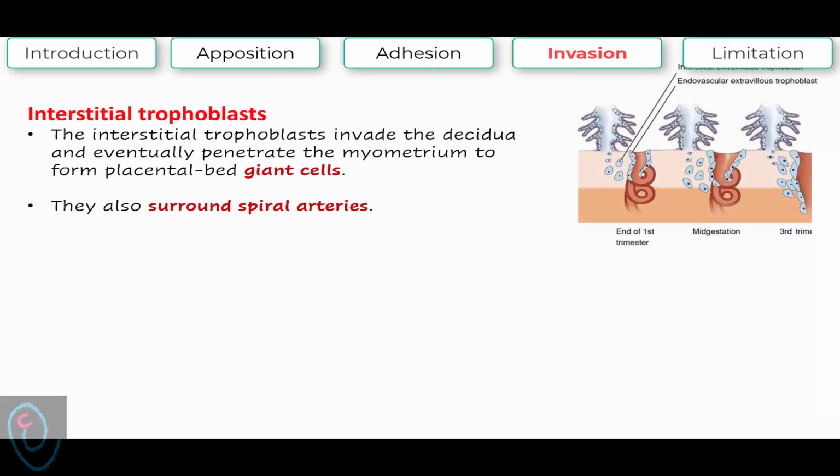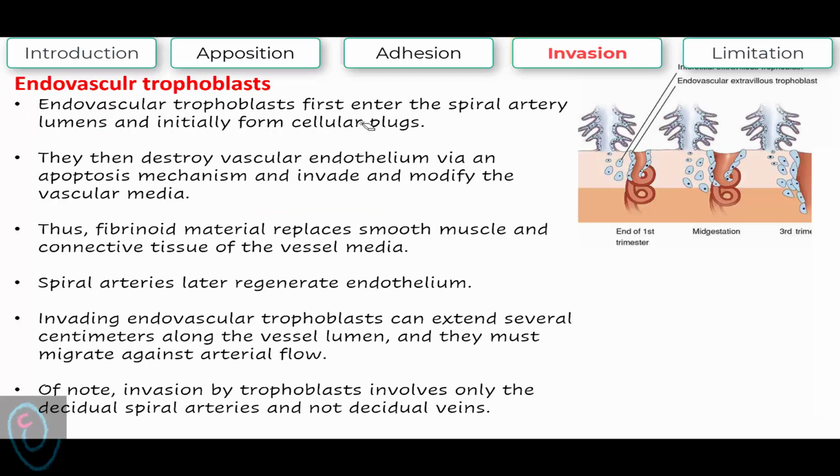The interstitial trophoblast invades the decidua and eventually penetrates the myometrium to form placental bed giant cells. They also surround the spiral arteries. On the other side, the endovascular trophoblast first enter the spiral artery lumen and initially form a cellular plug. Then they destroy the vascular endothelium and modify the vascular media. And finally, a fibrinoid material will replace the smooth muscle and the connective tissue of the vessel media. The spiral arteries later will regenerate endothelium.